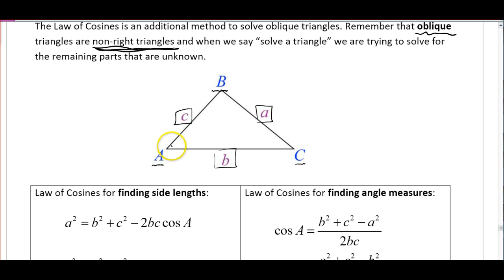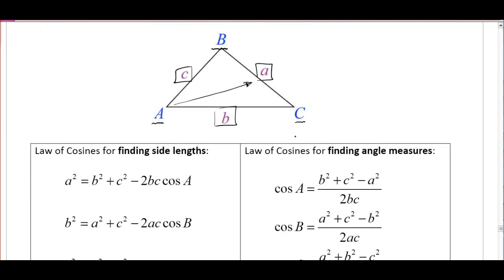And the side that corresponds to the angle is opposite it. So angle A is clear across the triangle from side A. Angle A and side A are opposite each other in the triangle. So make sure you're consistent with that notation, in particular when you're writing out your formulas.